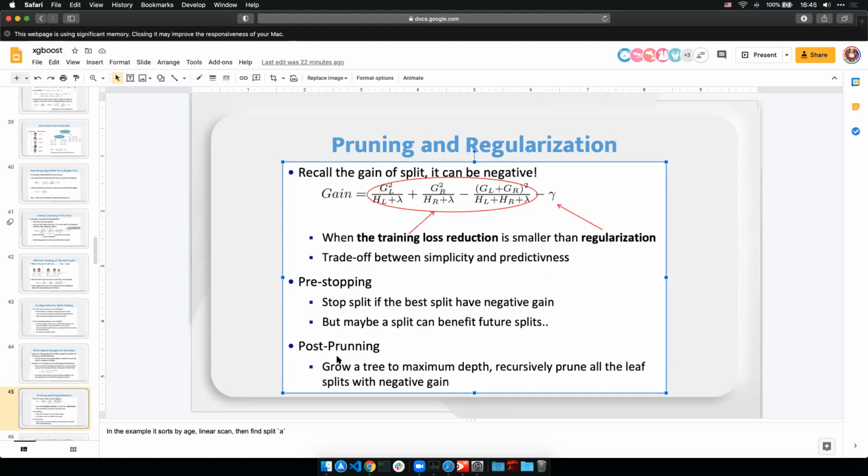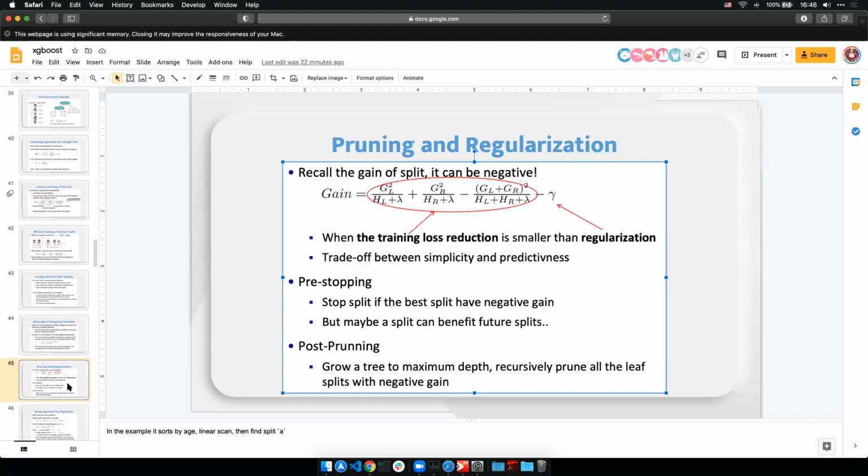And for the regularization, we talked about those. When the training loss reduction is smaller than the regularization constant that we introduced at the beginning, we basically say this is not a good gain. We are making the model more complicated, but for a very small benefit. So maybe that's the point where we should stop splitting. All these strategies on what's the best way to stop early or stop late or modify the structures are called pruning of the trees.